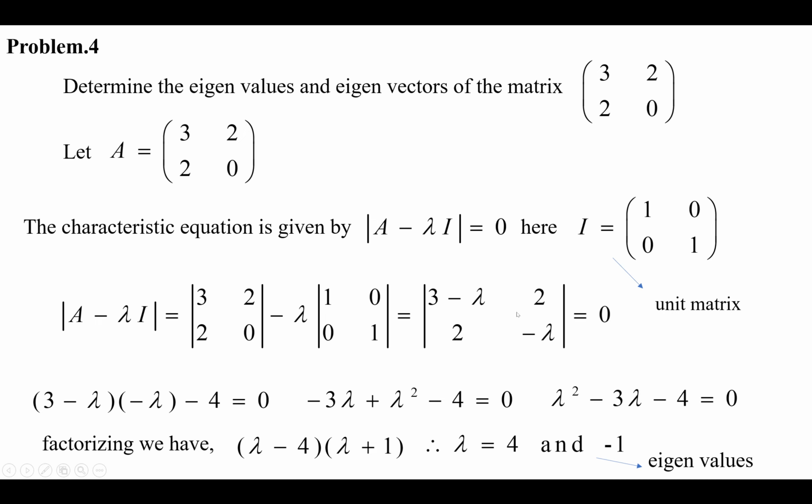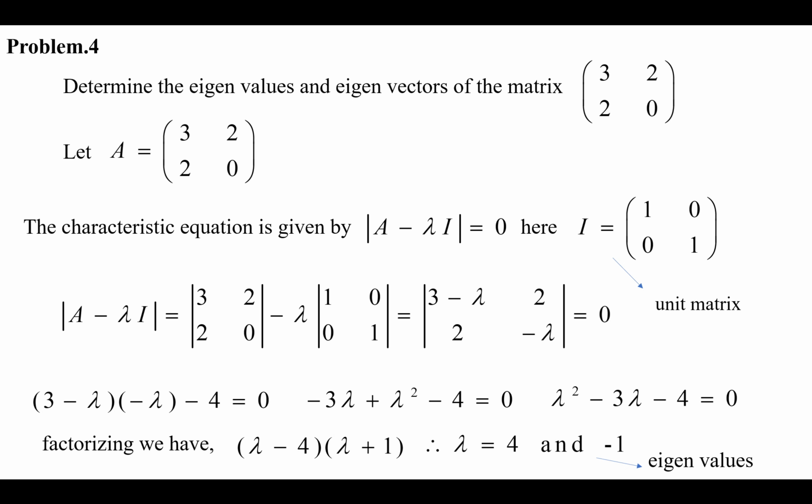Now we are going to factorize this. Taking the determinant, that will give us (3 minus lambda)(minus lambda) minus 4 equals 0. Multiplying 3 minus lambda with minus lambda will give us minus 3 lambda plus lambda squared minus 4 equals 0. So we get lambda squared minus 3 lambda minus 4. It's a quadratic equation, and we can get the values of lambda after factorizing, which is nothing but (lambda minus 4)(lambda plus 1) equals 0. So lambda equals 4 and minus 1. These are the eigenvalues of the given matrix.